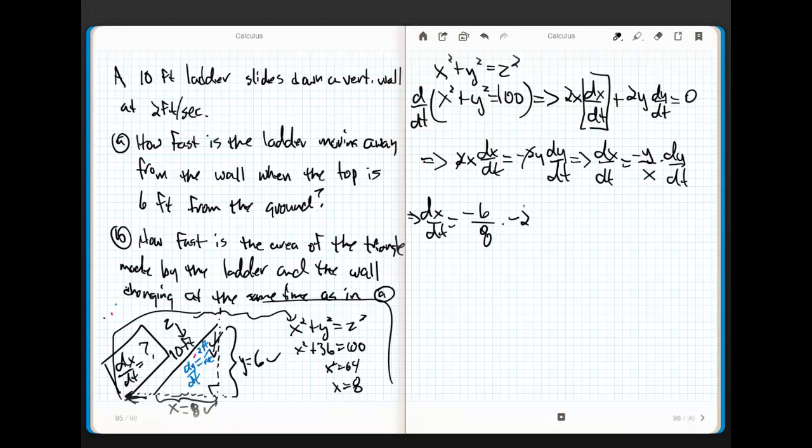Now let's insert our units real quick. Okay, I'll do these in red. Just to make sure that when we're done, we better get feet per second, right? Okay, so 6, that's feet. 8 is feet. Oh, that's nice. These guys cancel out. And 2 was feet per second. Isn't that nice? Our negatives cancel. I end up with feet per second, which is what I want, right?